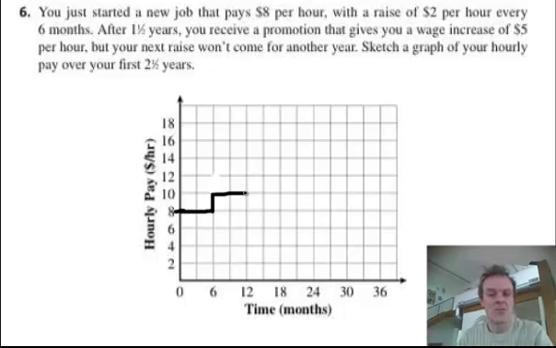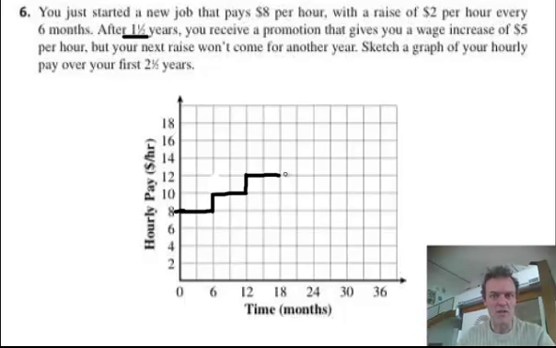You get another $2 raise. And this is up to 18 months. Here we go, 1.5 years. So again, you're now at $12 an hour. I'm going to stop it there and think, right, after 1.5 years, 18 months, you receive a promotion that gives you a wage increase of $5 an hour.